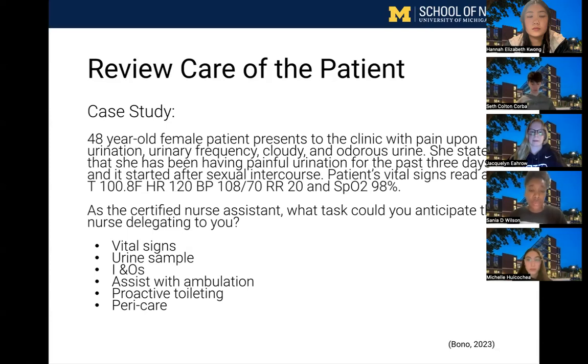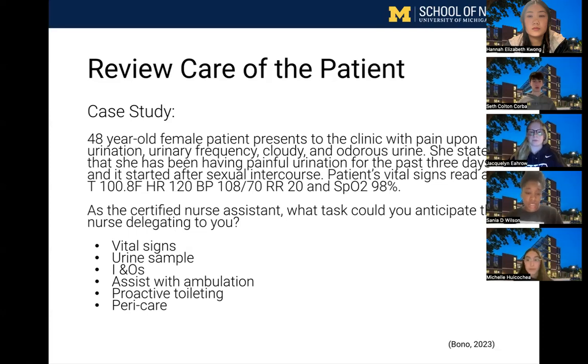Patient's vital signs read as temperature 100.8 Fahrenheit, heart rate 120, blood pressure 108/70, respiratory rate 20, and SpO2 98%. So as the certified nurse assistant, what tasks did you anticipate the nurse delegating to you?